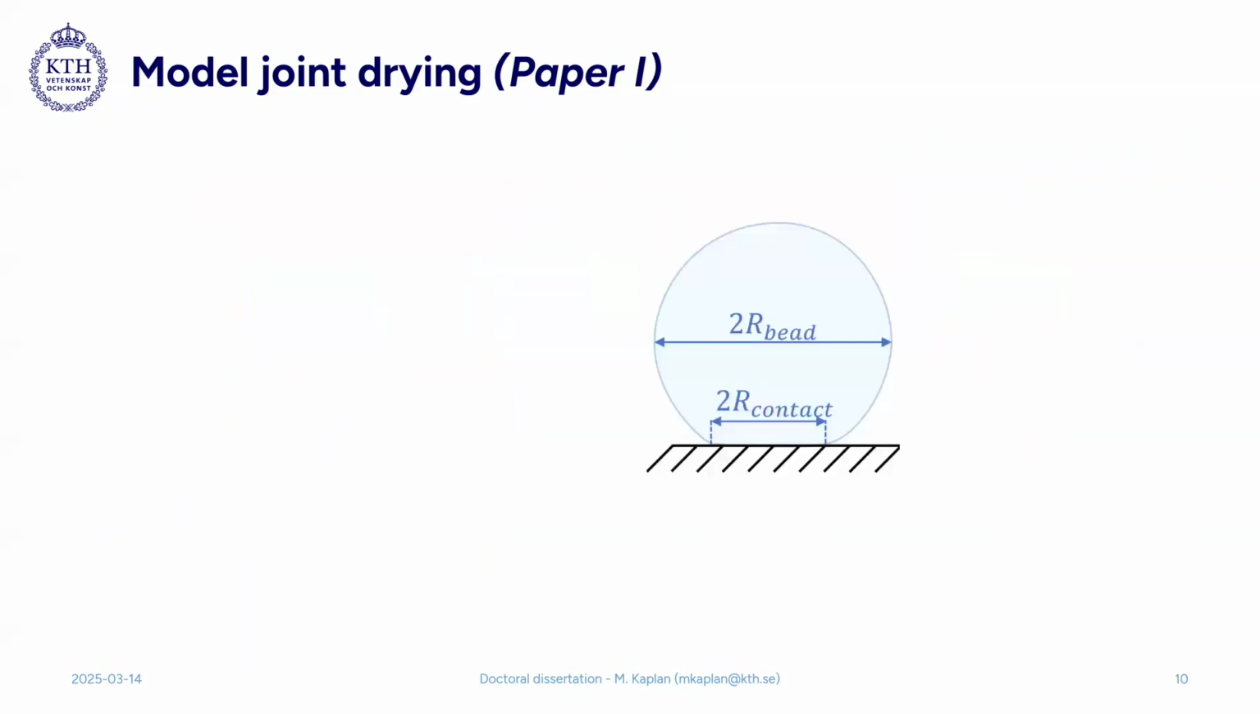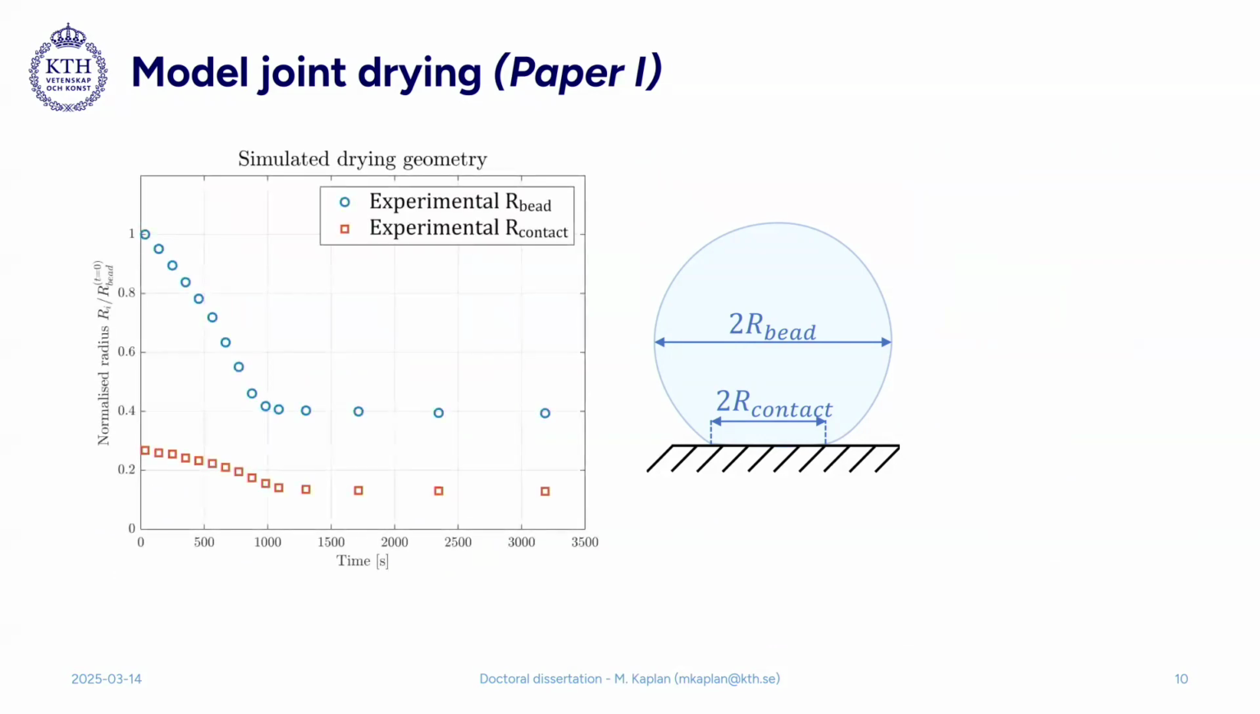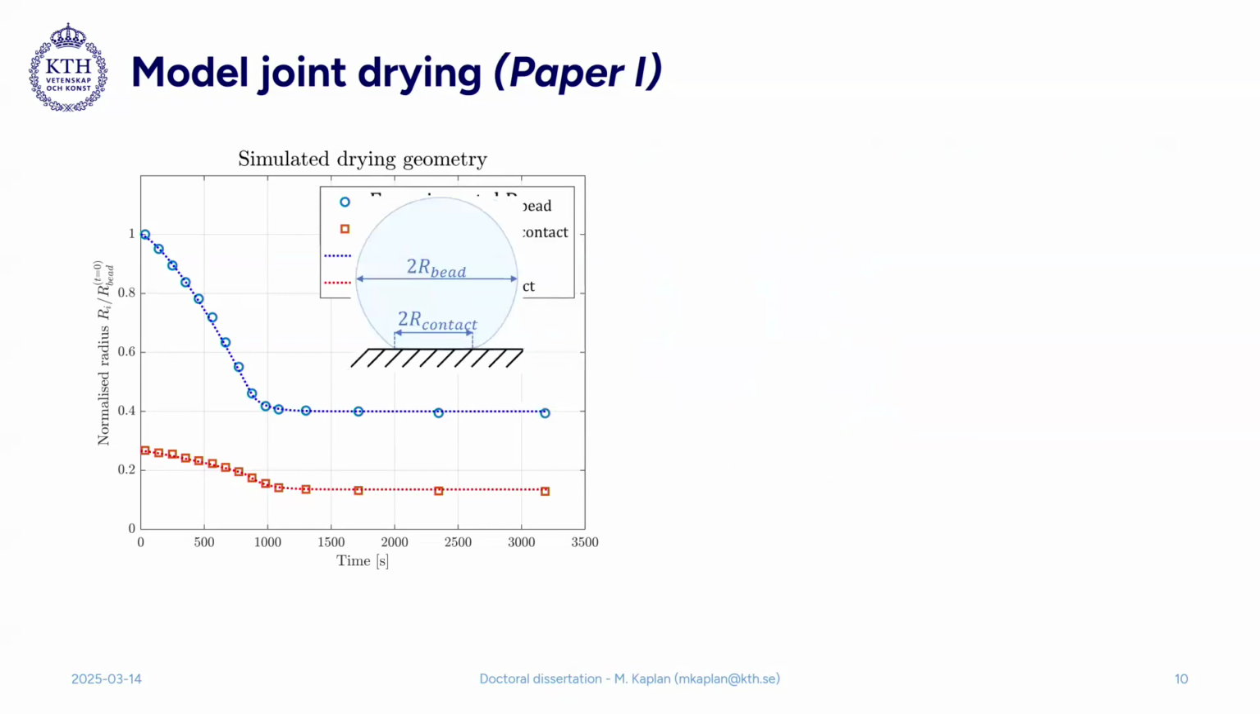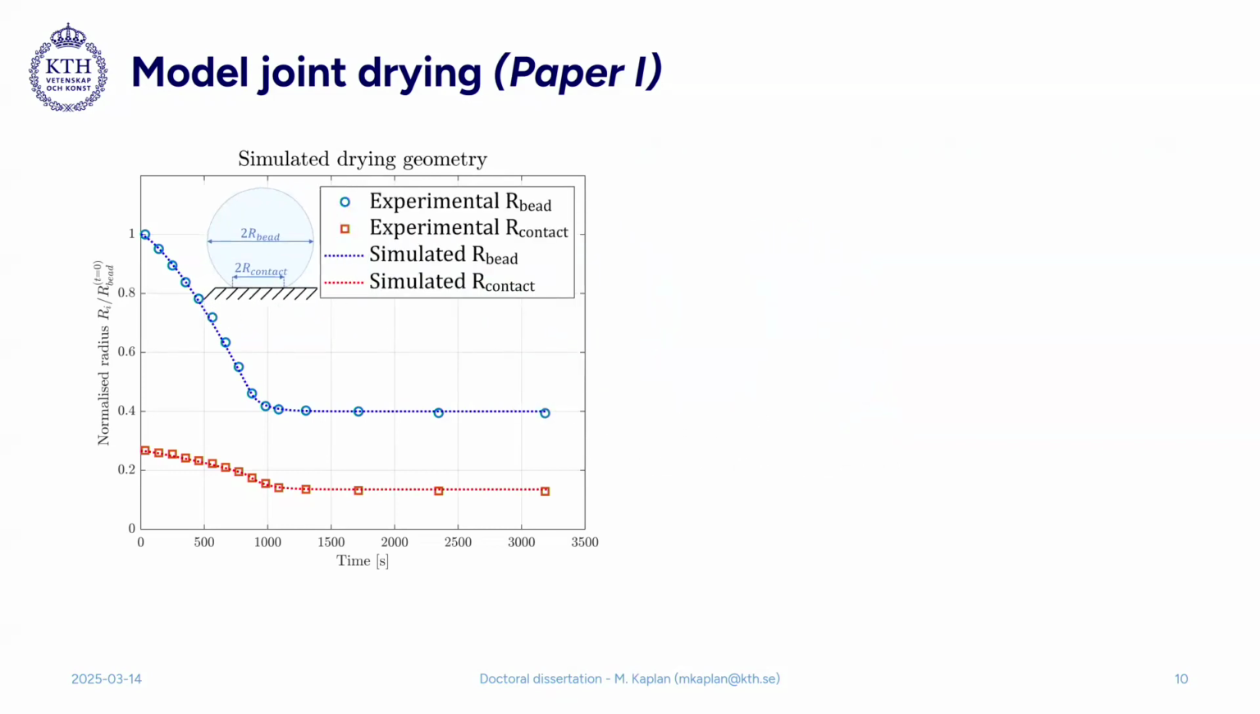And that agreement was quantified or evaluated by comparing the radius of the bead and the radius of the contact zone. And these are the experimental results from the experimental study. And as you can see, our simulations agree really well. But this in itself is not an interesting result because this is something we already knew. But what can we then use this model for to actually get something that we didn't already know?